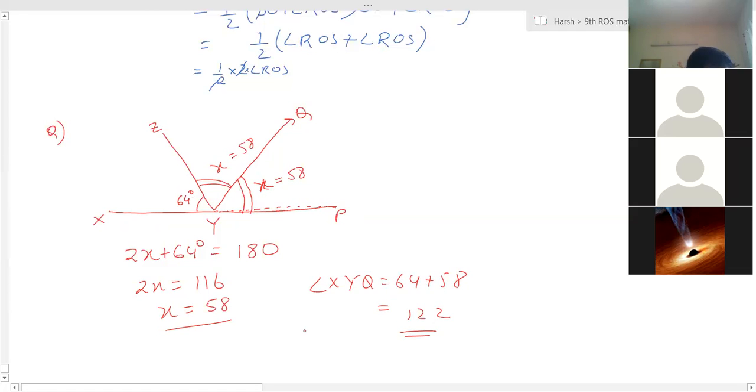Now reflex angle QYP. What will be the reflex angle QYP? Tell me, Tarun. So it will be 58 only. Reflex angle QYP, so it will be 180 minus 58. Sir, can I say? No. Tarun, reflex angle QYP. Everyone is waiting for your answer, Tarun.